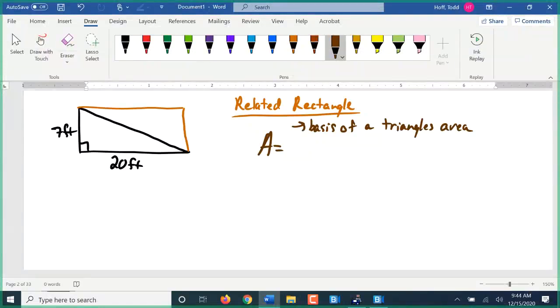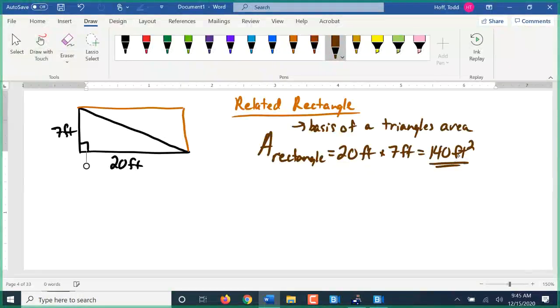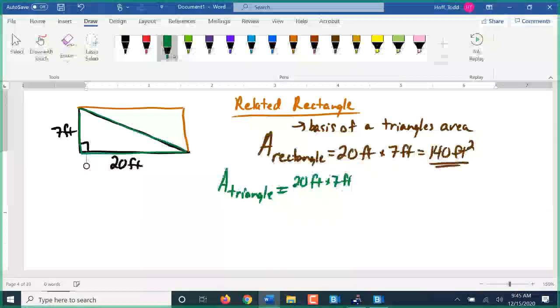put it this way, area for the rectangle is 20 feet times 7 feet, or 7 times 20 is 140, feet times feet is feet squared, or square feet. That triangle is exactly half of that related rectangle. So to find the area of the triangle, it's just the area of the rectangle, 20 feet times 7 feet, divided by 2. So it's going to be 70 square feet, or feet squared.